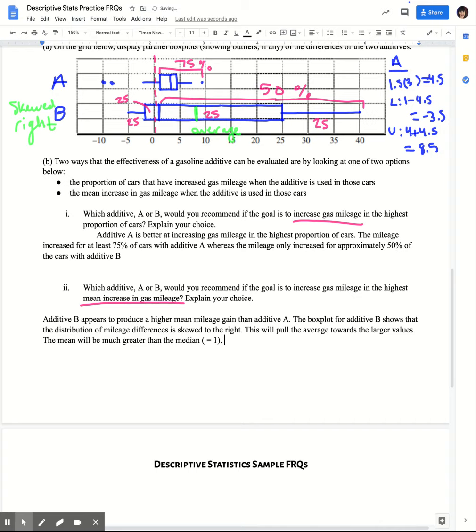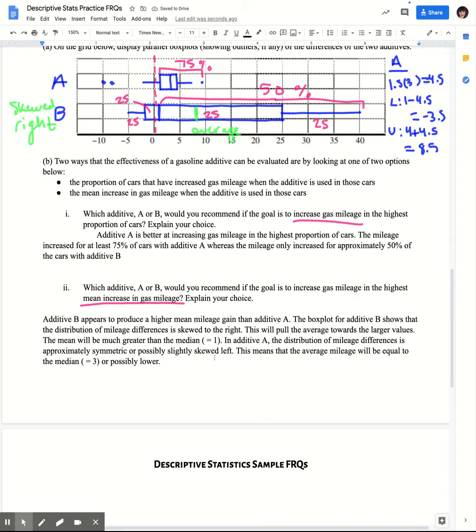Then you would want to talk about how in additive A, the median is probably equal to the mean, or maybe the mean might be a little bit less. So in additive A, the distribution of mileage differences is approximately symmetric, or possibly slightly skewed left. This means that the average mileage will be equal to the median, which was equal to 3, I believe, or possibly lower.